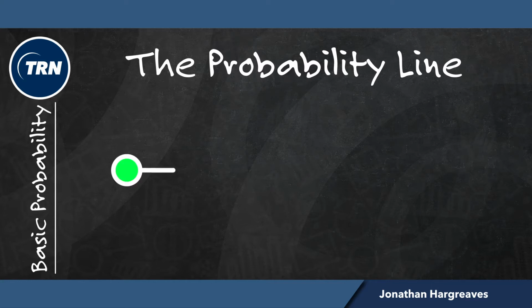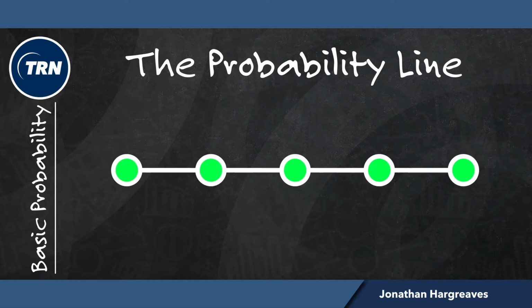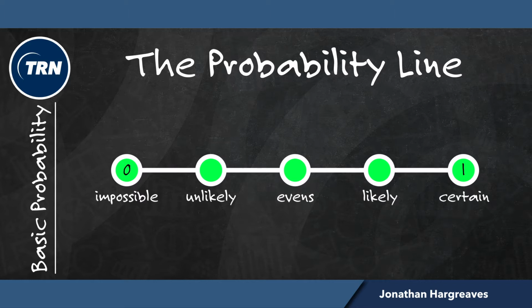Let's have a look at how we can use what's called a probability line. A probability line is a horizontal line. It moves from 0 to 1. The measurement of probability is always measured as 1. On this line we can write 0 to 1, and at 0 we can write impossible. The probability of something happening is impossible. This is then followed by unlikely, then evens, then likely, and finally certain. The probability of something happening is certain.